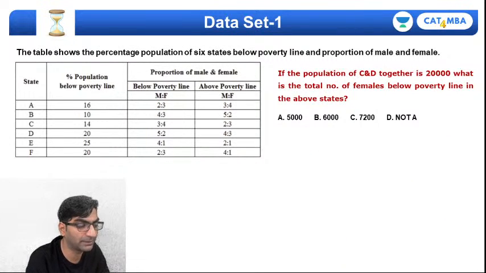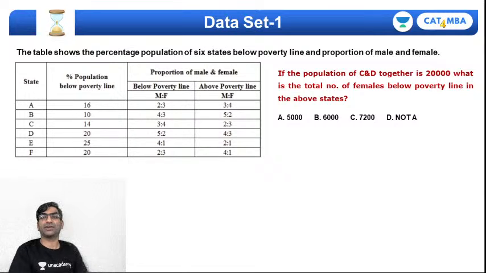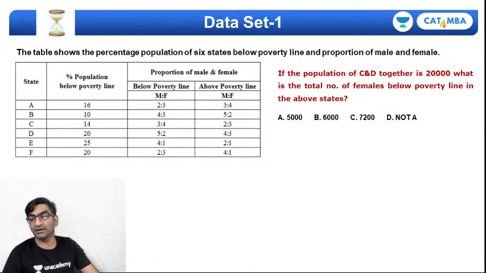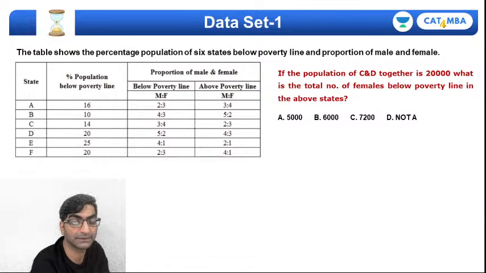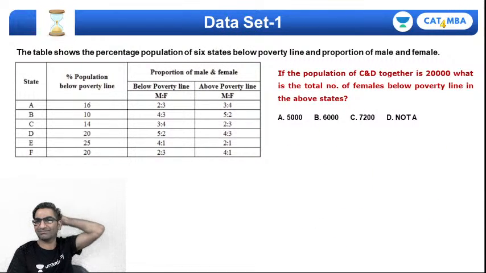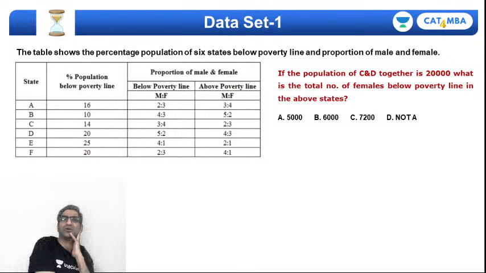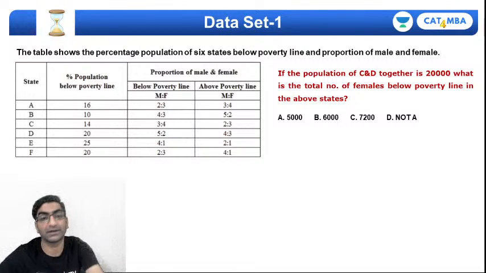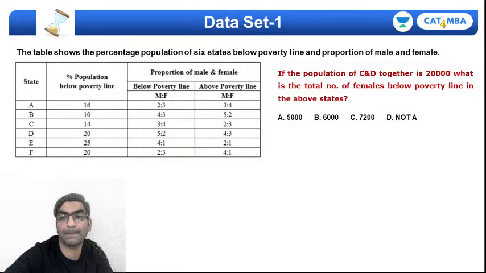Okay, here's another one. If the population of C and D together is 20,000, what is the number of females BPL in the above states? Below poverty line for C and D. Can I really do it? If I am given the total of C and D, can I calculate? Total females below poverty line, right? Now think about it. Females below the poverty line, right?